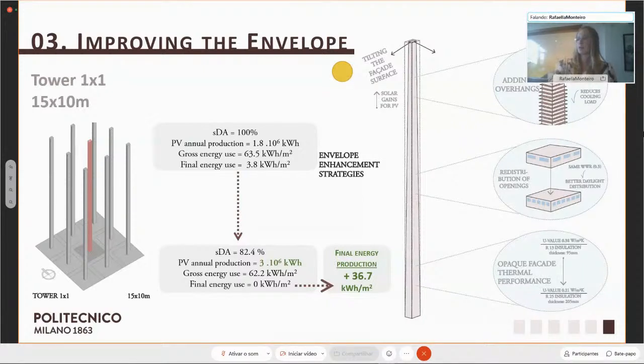And from that, we got a really good result where we have some decrease in SDA, but it is still a very good condition. But the PV annual production increased a lot, which meant a final energy use of 0 kilowatt-hour per square meter and a final energy production of 36 kilowatt-hour per square meter, which means this is an energy plus building.